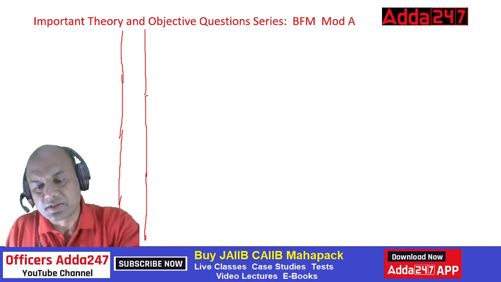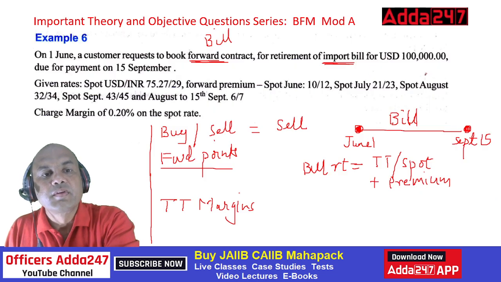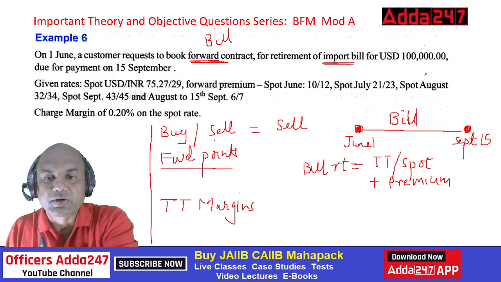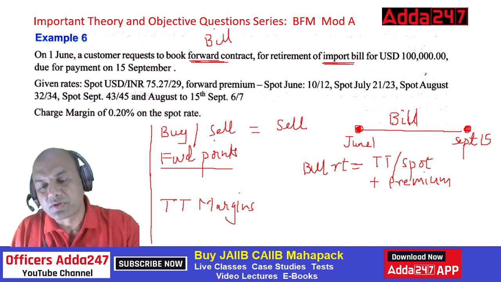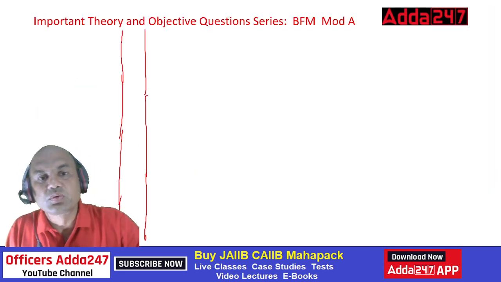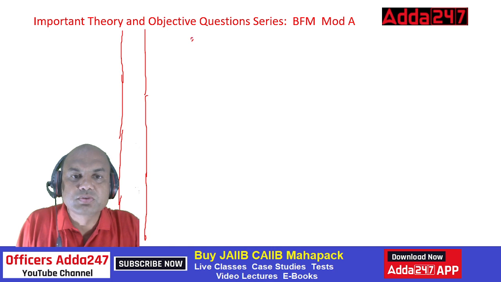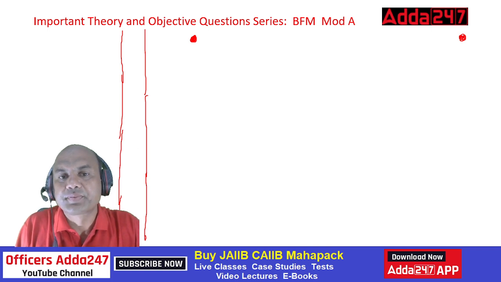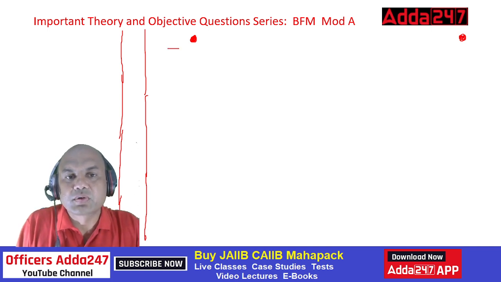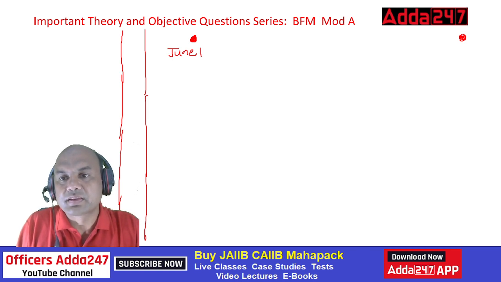So let's solve this now. What is this? Forward points I want. See there. First remember the dates. June to September you have to get it. So June to September. Mark it over here. June to September. Now in September there is a problem over here. June 1 and September 15th.